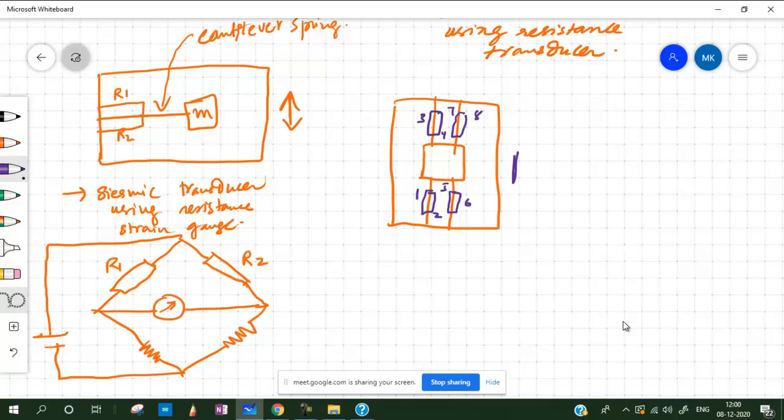So the body will go up and down. So accordingly we have a little different kind of a Wheatstone bridge in which we have these two resistors together, like this. This is the arrangement.